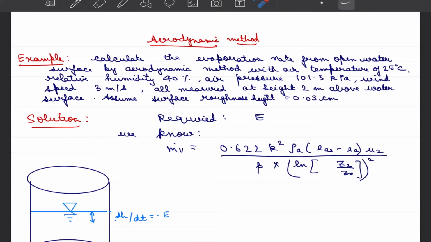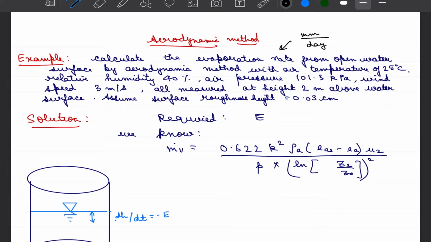We are asked to calculate the evaporation rate from an open water surface by the aerodynamic method. Air temperature is given as 25 degrees Celsius, relative humidity is 40%, air pressure is 101.3 kilopascal, wind speed is 3 meter per second, and all these measurements are taken 2 meter above the water surface. We can assume that the surface roughness height is equal to 0.03 centimeter. So what is required in this question? Evaporation rate is generally expressed in units of mm, since it's a rate per unit time, which could be day, second, hour, and so on.